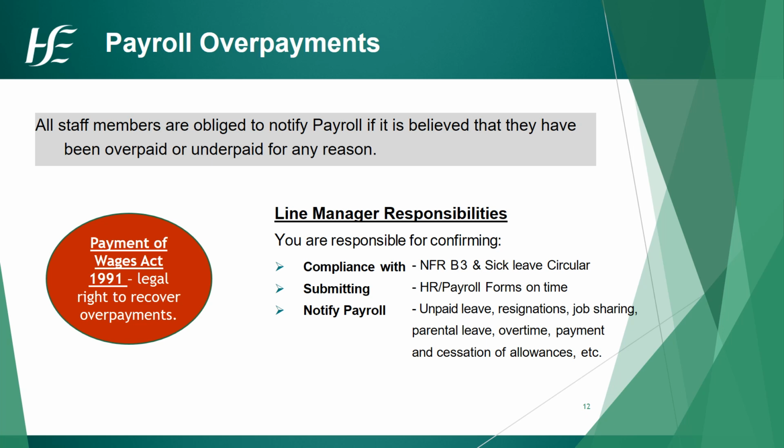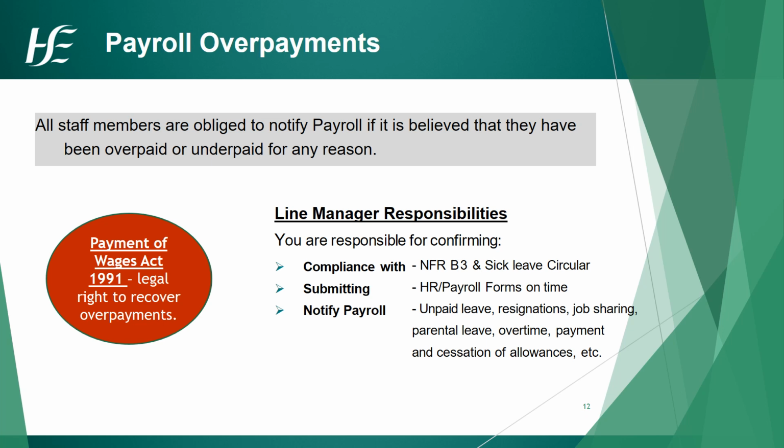Although controls and procedures are in place to avoid incorrect salary payments, employees may occasionally receive an overpayment or underpayment of salary. All staff members are obliged to notify payroll if it is believed that they have been overpaid or underpaid for any reason. It's HSE policy to correct these errors as soon as possible. The Payment of Wages Act 1991 affords an employer a legal right to recover any overpayment of wages, allowances or expenses from the wages of employees.